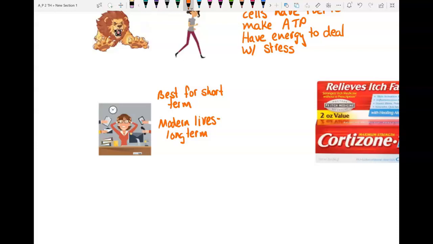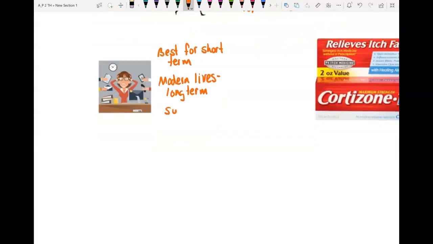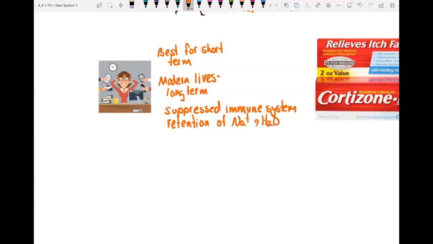So when you have this long-term ongoing stress, you can get suppressed immune system. So you're more likely to get sick and to get cancer. You can get retention of sodium and water. So you get bloating. And it can inhibit the repair of connective tissue. So an injury might take a long time to heal.